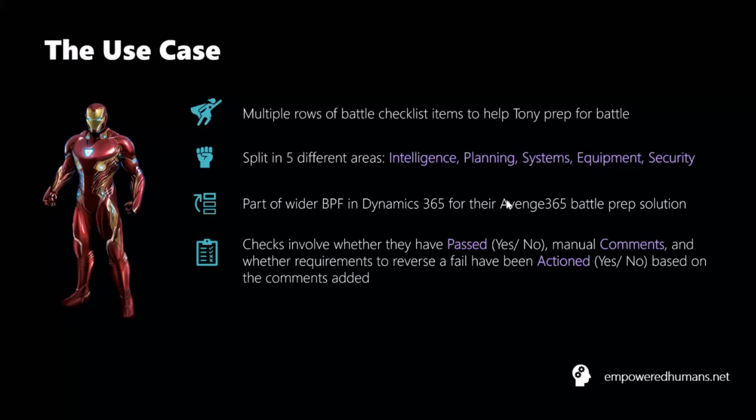Now, we are going to be looking at how the checklist is tracking for every item, whether we've passed or not, so a pass or fail scenario. There's an element of manual comments because we want to say if something has failed, what kind of failure it is, and prompt for a second check. And after that, we want to make sure that any action mentioned has been taken care of. So another yes or no, based on the comments added. Remember, we need this easy and flexible.